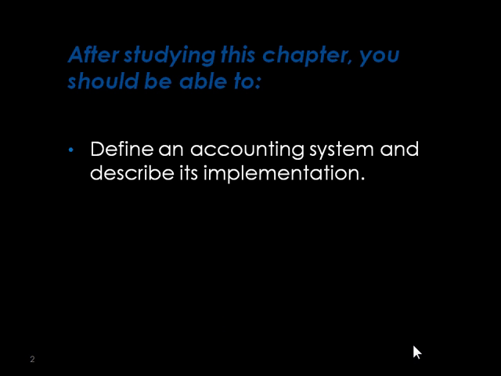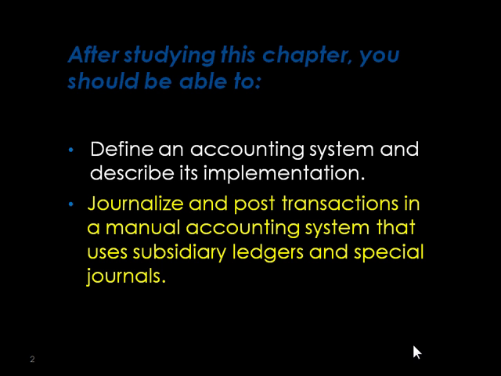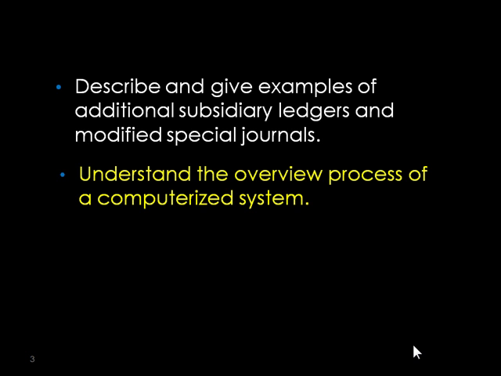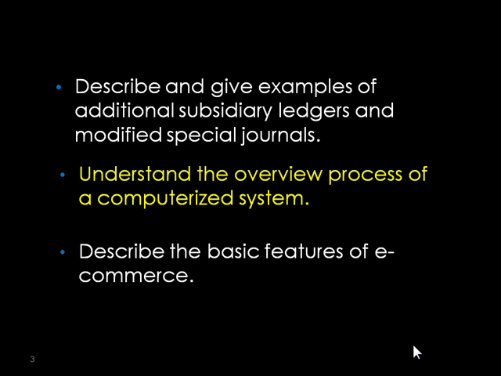So what you're going to be able to learn after studying this chapter is you should be able to define an accounting system and describe its implementation on a very high level. You should be able to journalize and post transactions in a manual accounting system that uses subledgers and special journals. You should be able to describe and give examples of additional subsidiary ledgers and modified special journals, and understand the overview process of a computerized system, and describe the basic features of e-commerce.